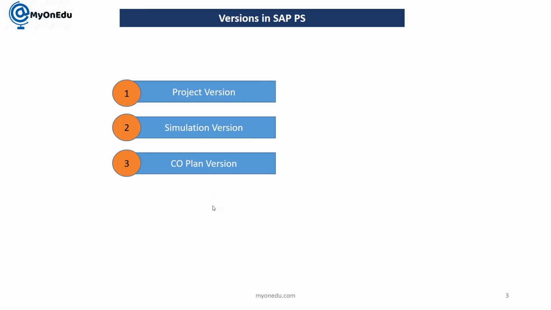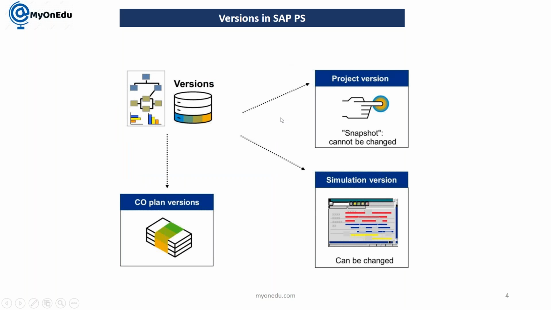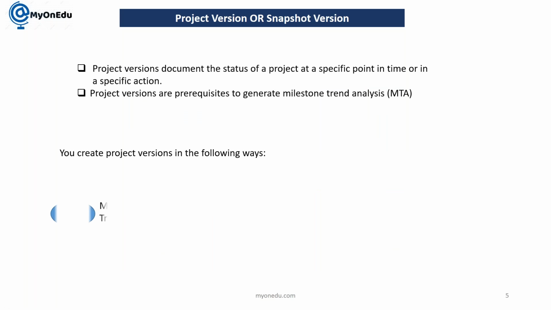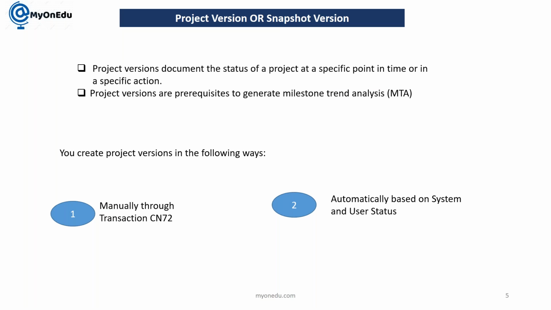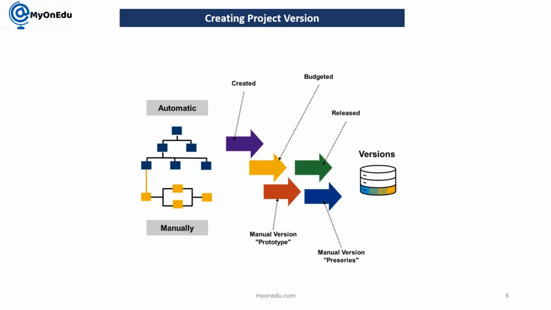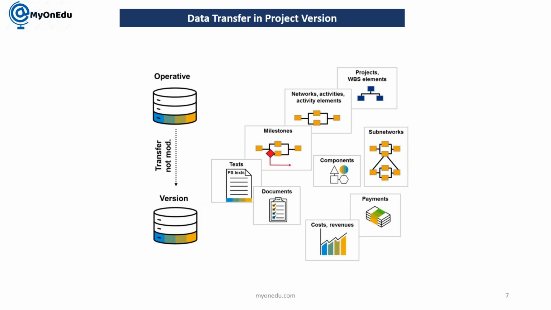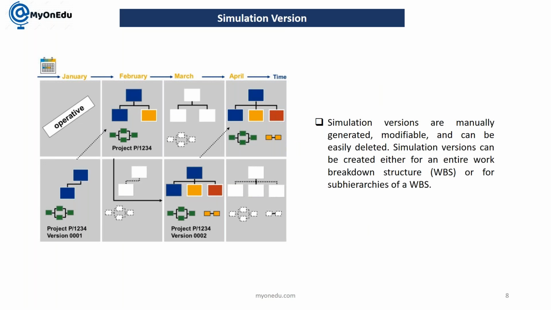We have another concept of CO plan version, which is for controlling area version. We'll discuss controlling area version in our plan cost. In the previous session, we understood how we create the project version, and we went through the concept of how we can create it automatically and manually. Then, based on the status, how we arrange to create a snapshot version automatically when the status changes. And what data is going to be transferred in the project version and simulation version. Today we are going to discuss the simulation version.